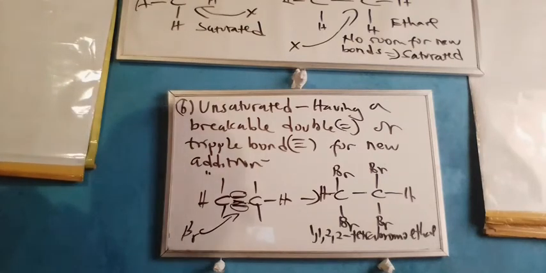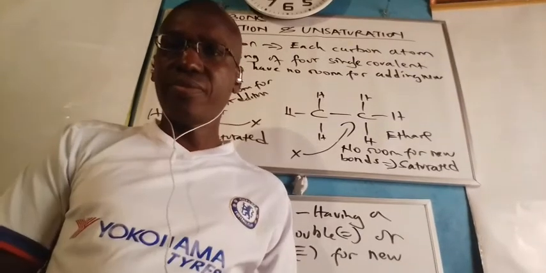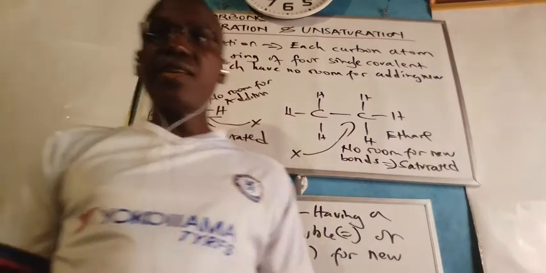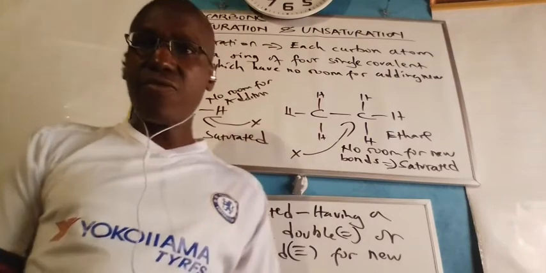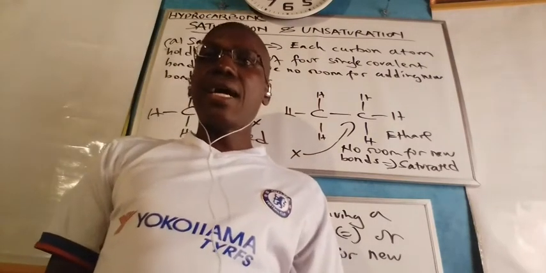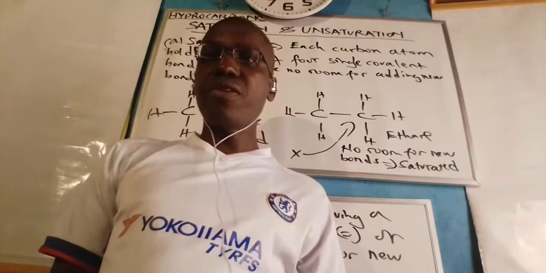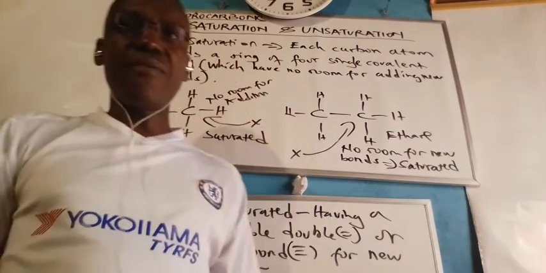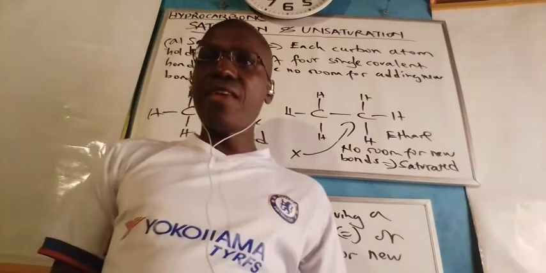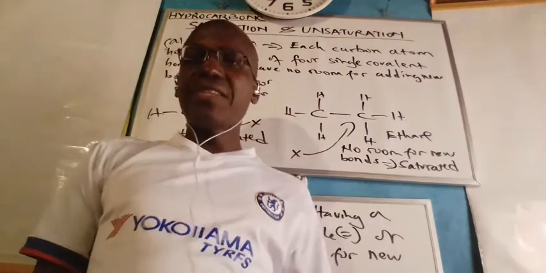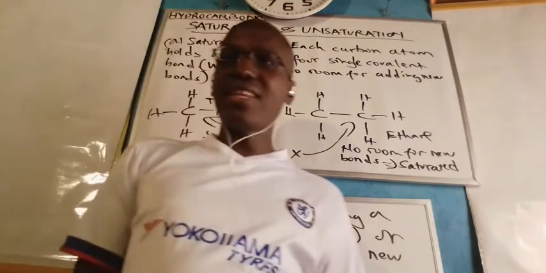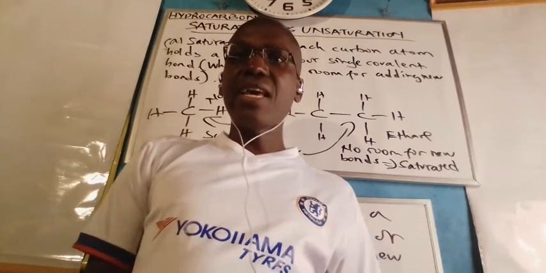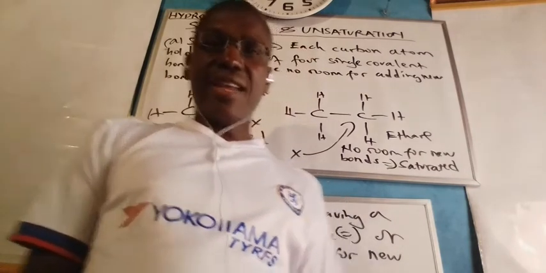And therefore, in summary, we have said that organic compounds may exhibit saturation. When an organic species is saturated, it carries exclusively single bonds which are non-breakable and have no room for addition. When a hydrocarbon, on the other hand, has a double or triple bond, the double or triple bond positions are breakable, creating room for addition, and therefore we say they are unsaturated. Examples of saturated hydrocarbons are the alkanes and the alkanols, while the examples of the unsaturated molecules are the alkenes and alkynes.